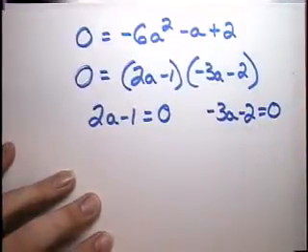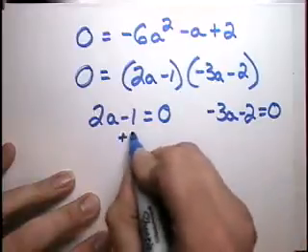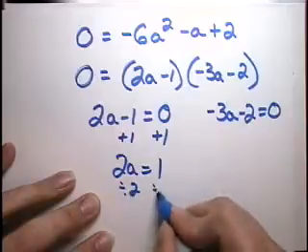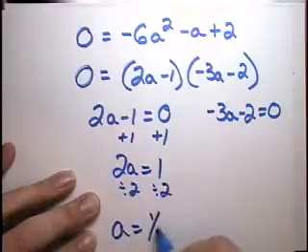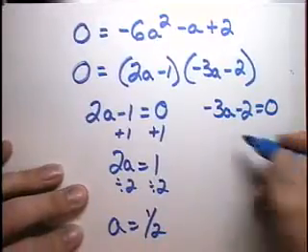So what I've done is I've written two small equations that I can solve, and the answers to those equations will then be the solutions to my equation. So we add 1 to both sides here. 2a equals 1. Divide by 2. So a could be 1/2. That's a possible solution to this equation.